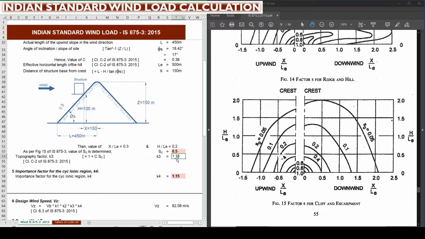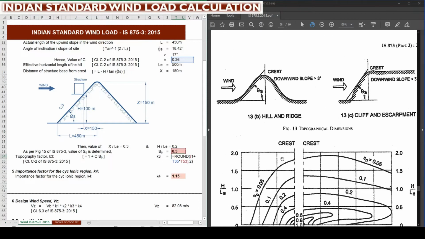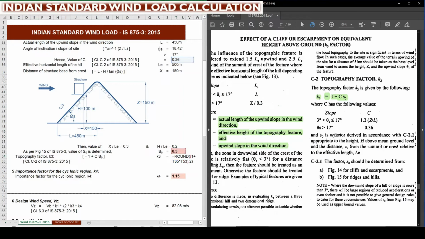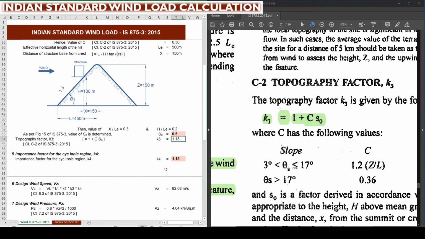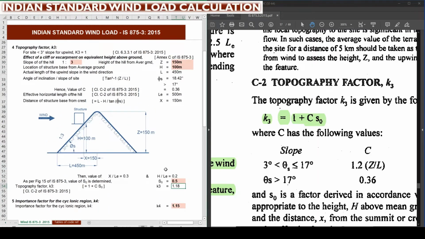So finally we are able to calculate the K3 factor, that is topography factor, by applying the formula given in class C2. Here on the right hand side you can see that K3 equals 1 plus C into S naught. So I am applying here 1 plus, C value is 0.36 and S naught is 0.5. Multiplying these two and adding 1, I am getting 1.18. So thus we found this K3 factor.